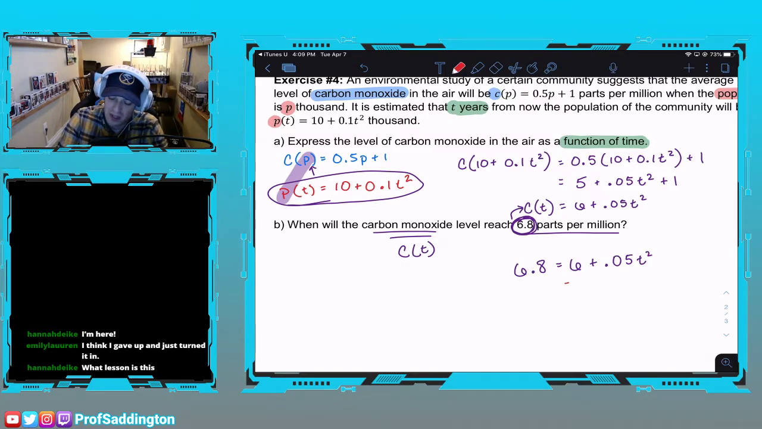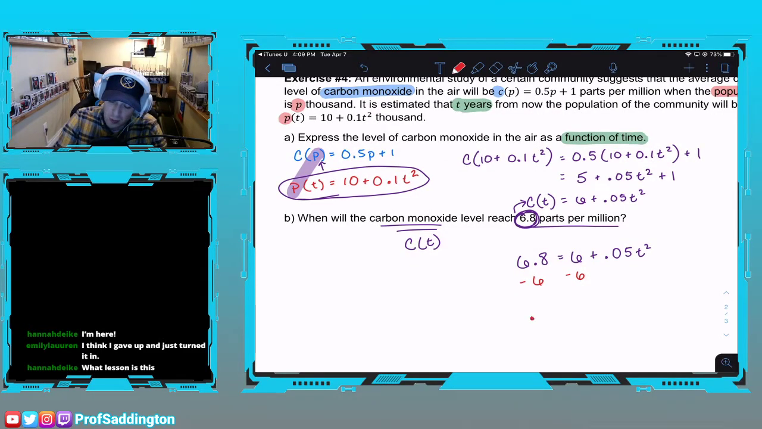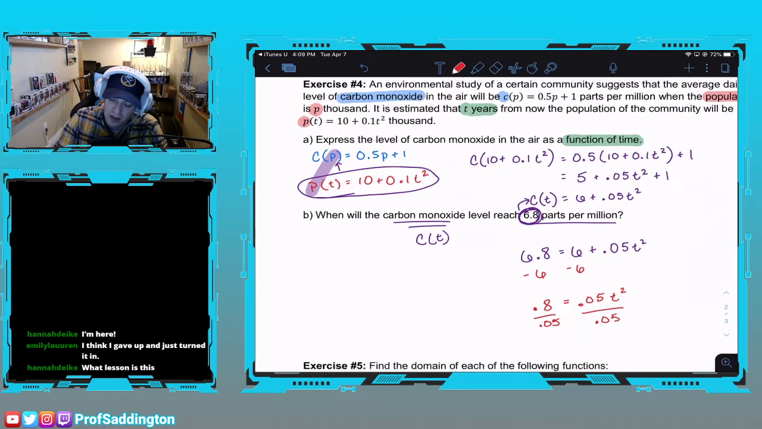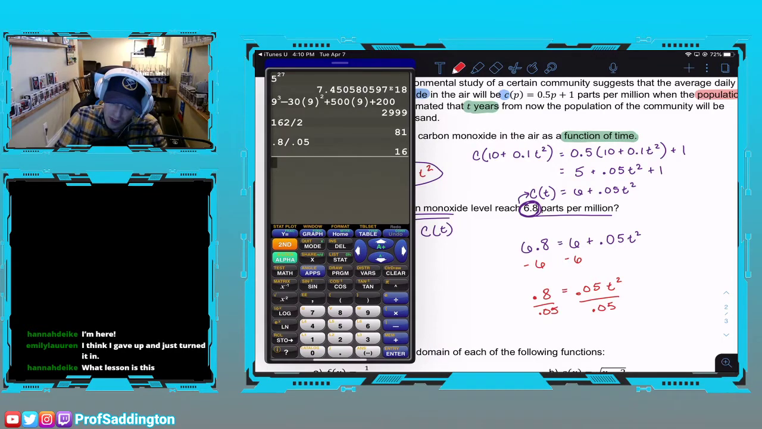So I'm going to subtract the 6 over to the other side. This one's actually a lot easier to solve. I thought we had to use the quadratic formula, but we don't need to. And that's going to give us 0.8 is equal to 0.05 t squared. So I got to get that t squared all by itself. So I'm going to divide both sides by 0.05. Let's see what that comes out to be. 0.8 divided by 0.05 comes out to be 16. Oh, wow. Look at how nice this works out.